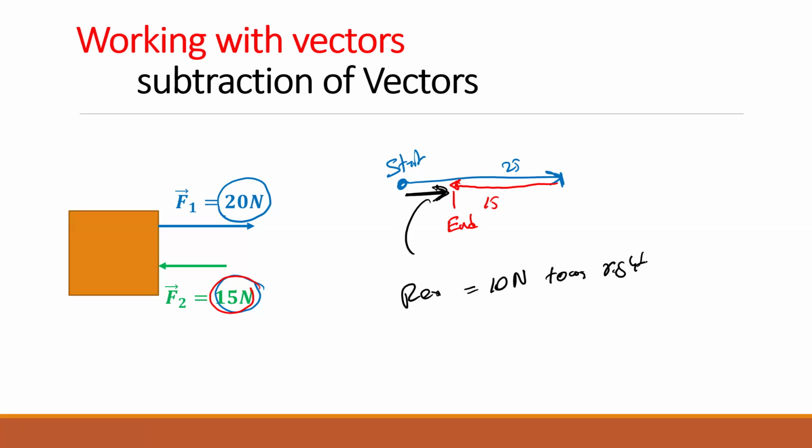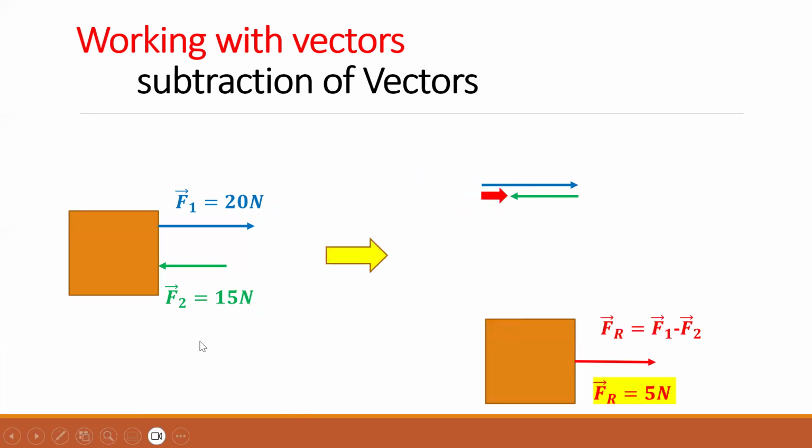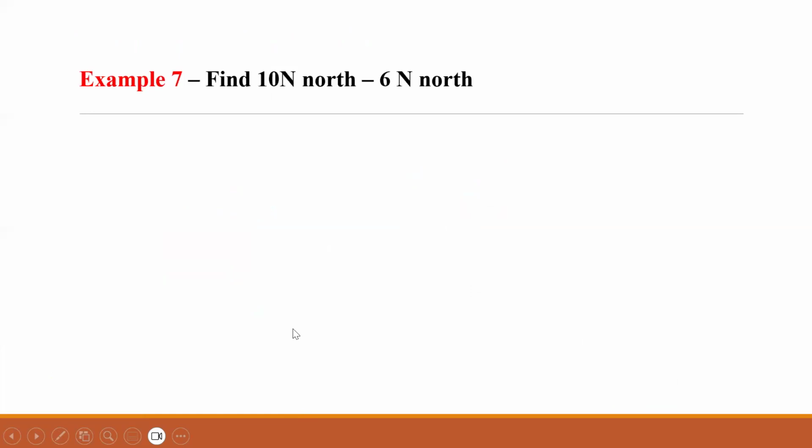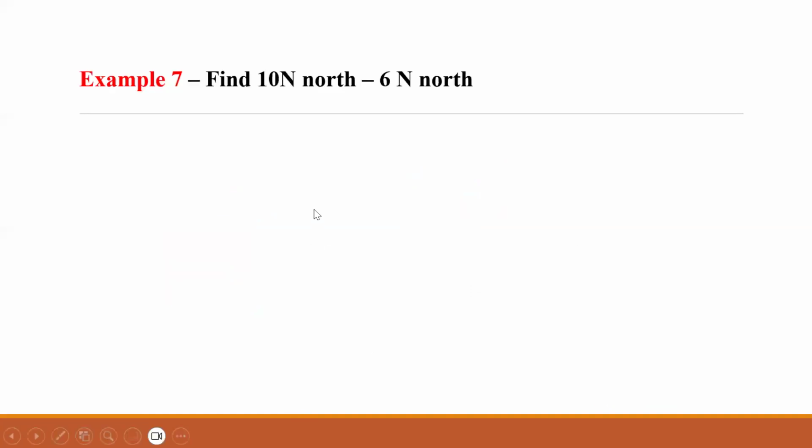So we follow the same method. We draw the vectors head to tail, and the start to end distance gives us the resultant, like we did for other vectors in the previous day. But if we have to minus vectors, let's see what we need to do. In the previous one, we added. When we need to minus, for example, 10 to the north minus 6 to the north, I draw the 10 to the north and I need to minus 6 to the north.